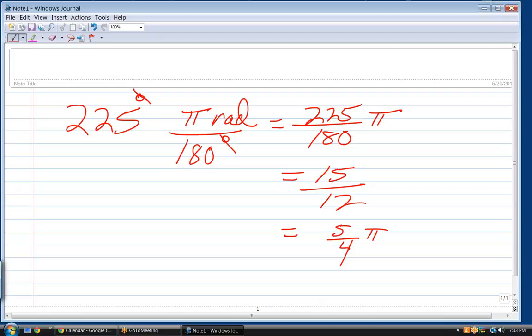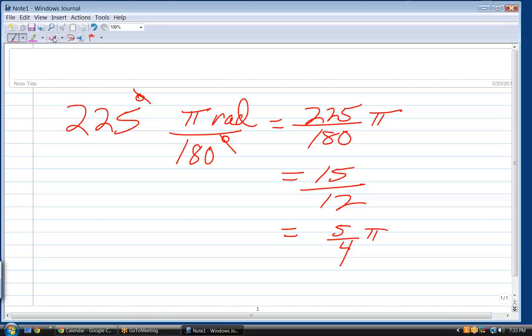Now, typically we don't use the units. In other words, I don't say 5/4 pi radians normally. I just say that the angle is 5/4 pi. And when you see a pi, it generally means radians.